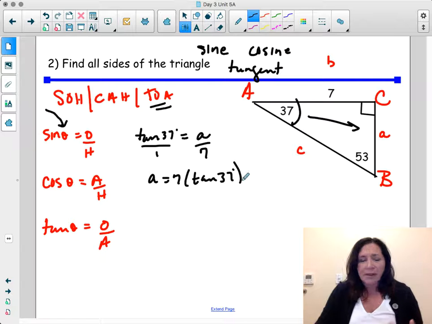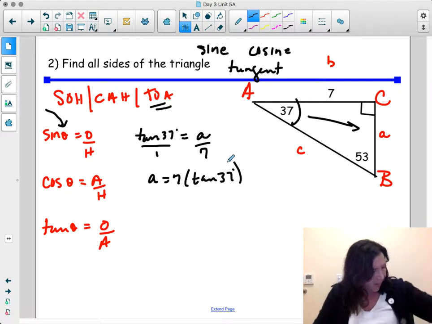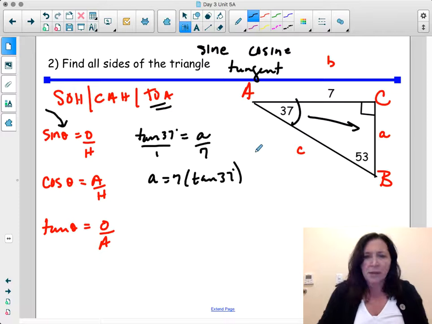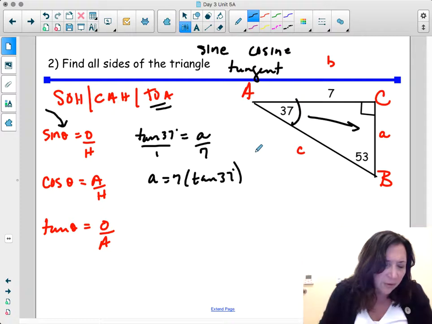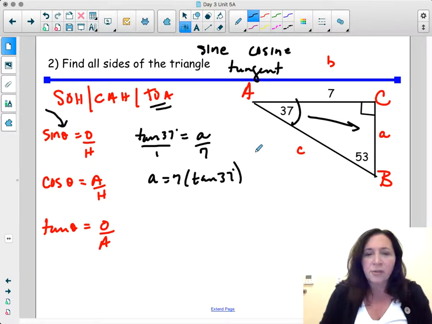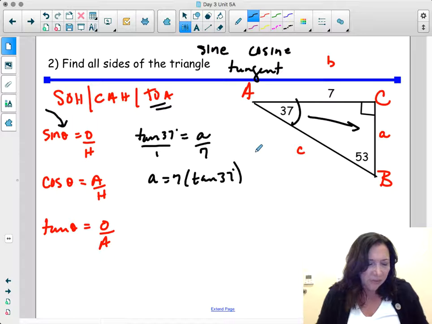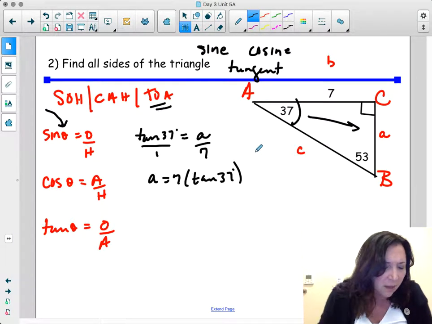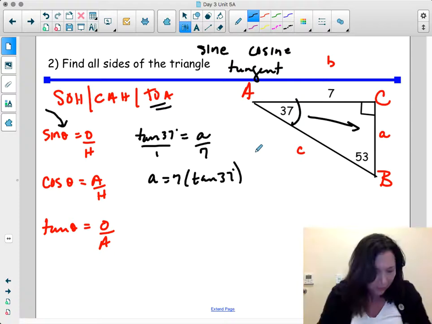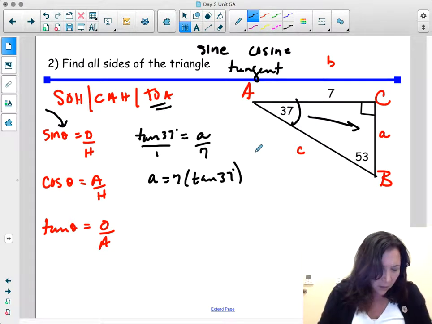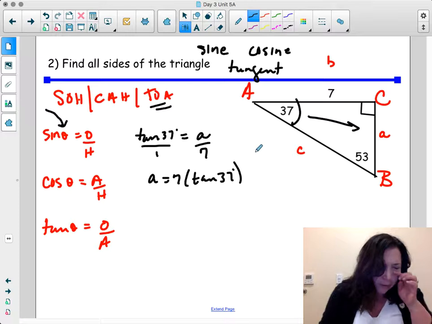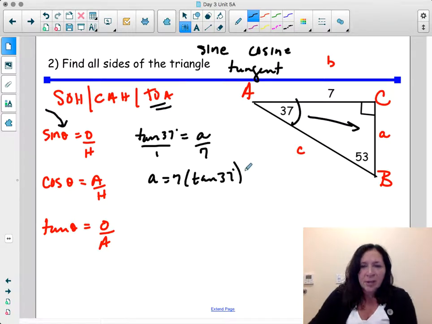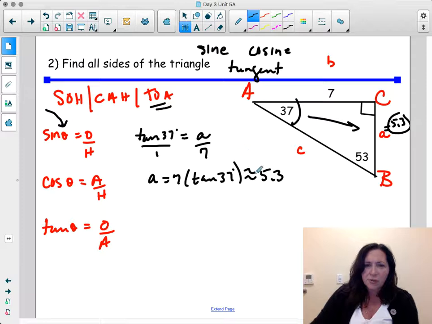So that's actually how I would leave my answer on a test if I'm not allowed to use a calculator. I do have a calculator in front of me, so I am going to give you this answer so that you can check your work. So that's tangent of 37, and then I'm going to say times 7. And I'm going to go enter, and that's about 5.27. So I'm going to say about 5.3. So A is about 5.3. All right, so I would put that here, 5.3, about. You usually use the squiggly lines like that.